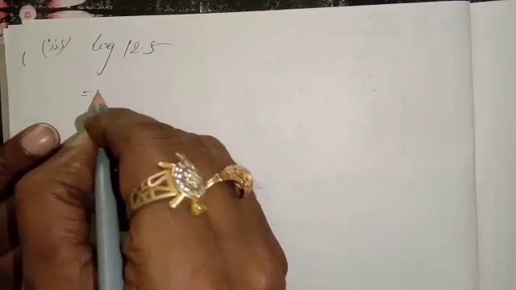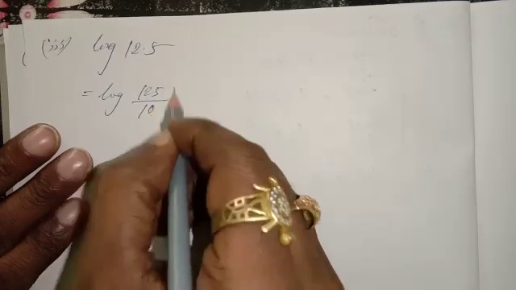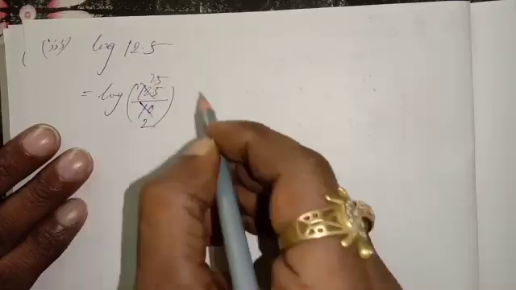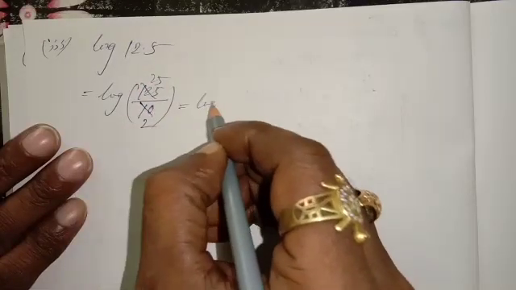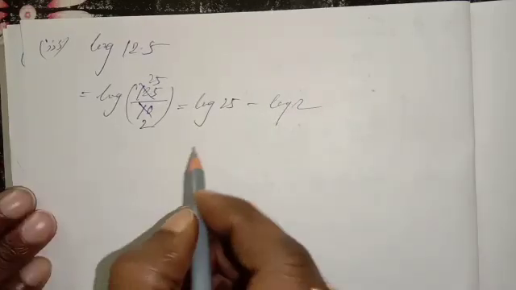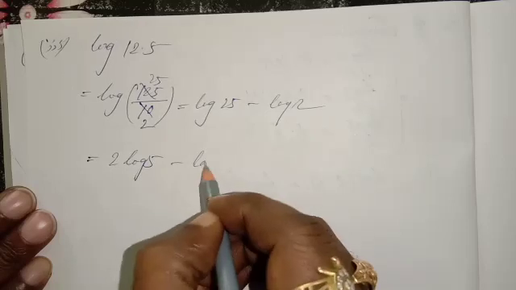Next part, you have to find out the value of log 12.5. Log 12.5 means log 125 by 10. It will divide by 5, so 125 by 10 is 25 by 2. Log 25 minus log 2. 25 means 5 whole squared. That will be 2 log 5 minus log 2.